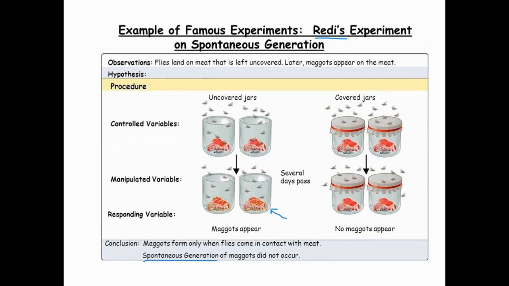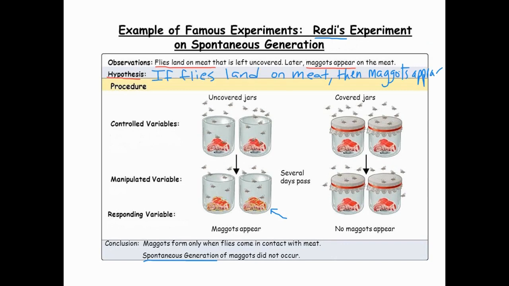His observations were that he noticed that flies would land on the meat, and that later on, after the flies landed on it, he would see that maggots would appear on the meat. Now, what do you think Redi's hypothesis was? He observed flies landing on the meat, and then later he saw that maggots would appear on the meat. What do you think his hypothesis was? Remember, try to put it in an if-then statement.